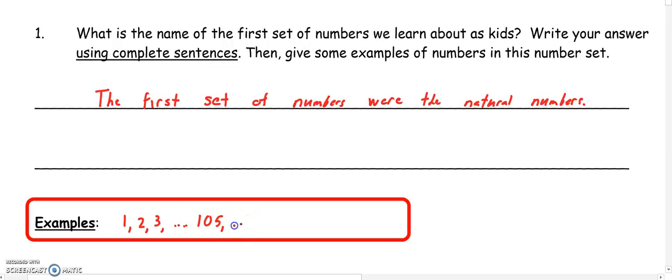105, 1073, and we can keep going and going and going. Any number that you can theoretically count to is part of our natural numbers.